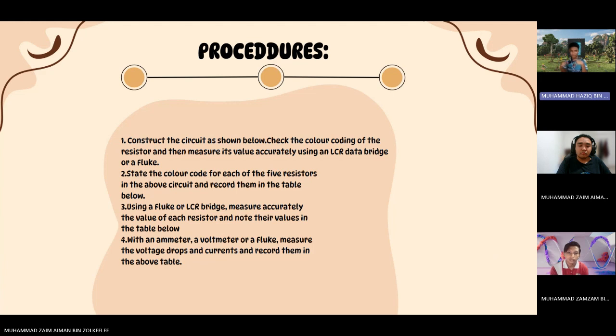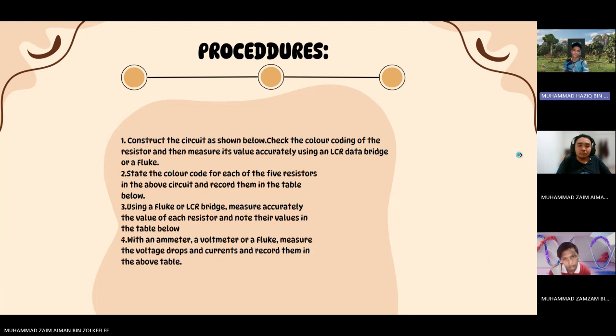And the third one, we are using a LCR bridge to measure the accurate value of each resistance and note the value in the table below. And with the ammeter and voltmeter, measure the voltage drop and current and record them in the table above. So basically later we will show the table.